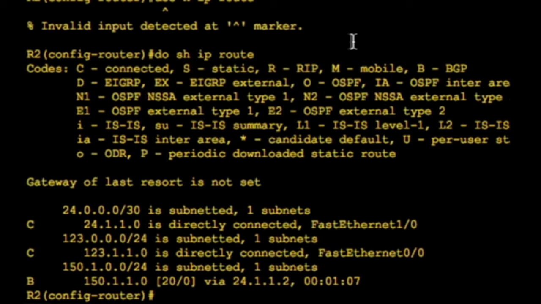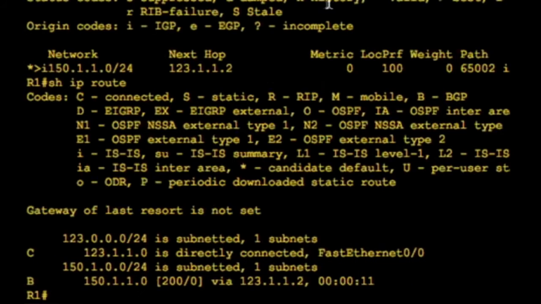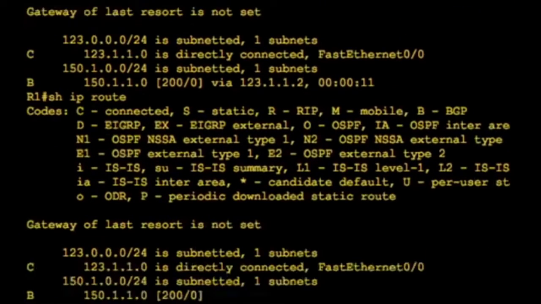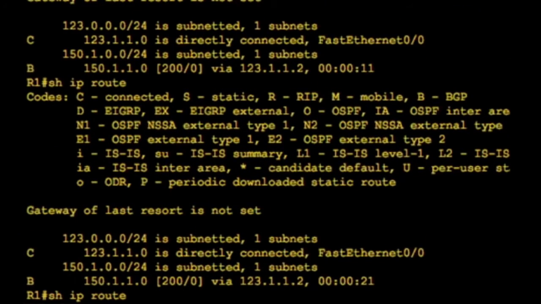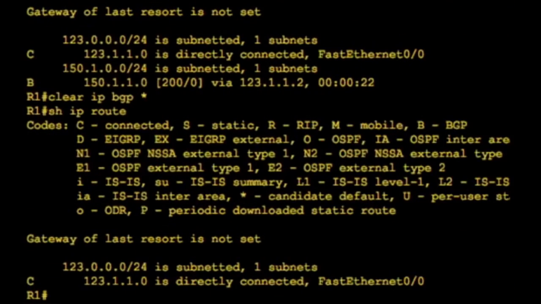process that. Let's turn that off. So now we're going to go back to the bad old days where we can't use that route. Just have to wait for this to clear out. We can do a clear ip bgp. That rips it out.